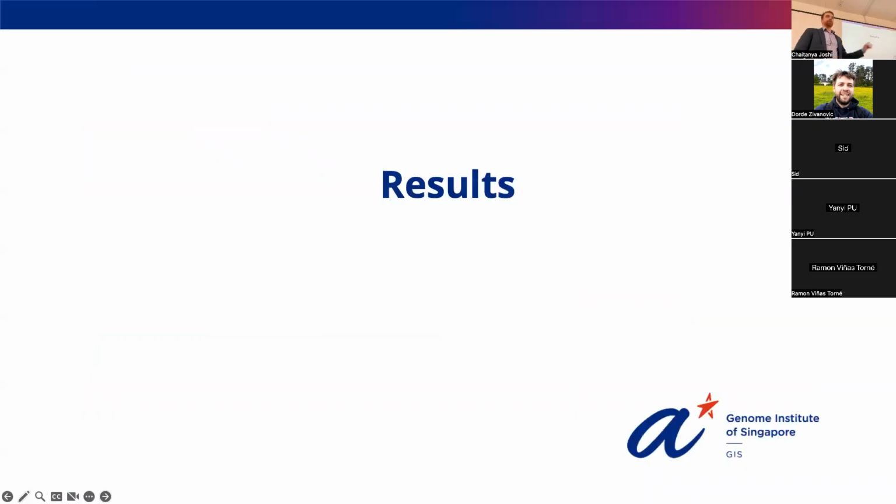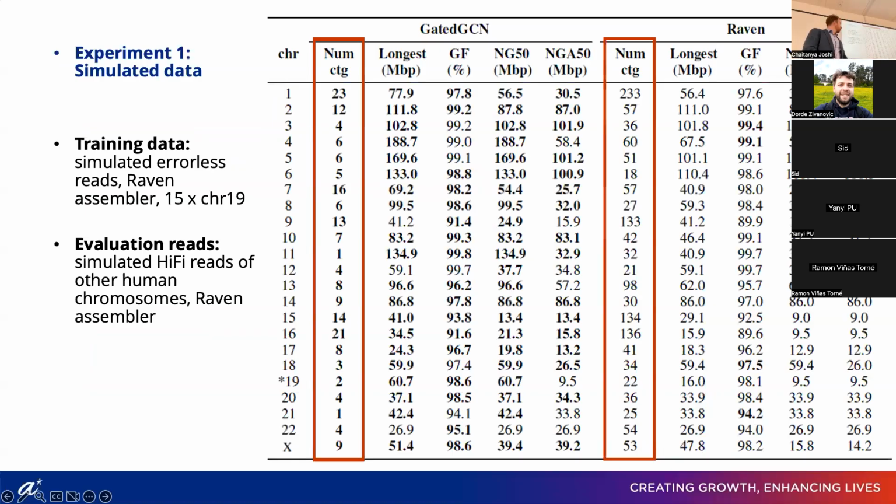And finally, we are getting to the final stage, which are the results. So we start with a very simple setting where we have trained on simulated data, errorless, perfect reads with no errors. We used the Raven assembler simply because it was easy to manipulate it to behave like we wanted, because it was implemented by a colleague from the lab. And we also evaluated on simulated HiFi reads of other human chromosomes. So for this, we used 15 times chromosome 19, and then we wanted to evaluate on everything else.